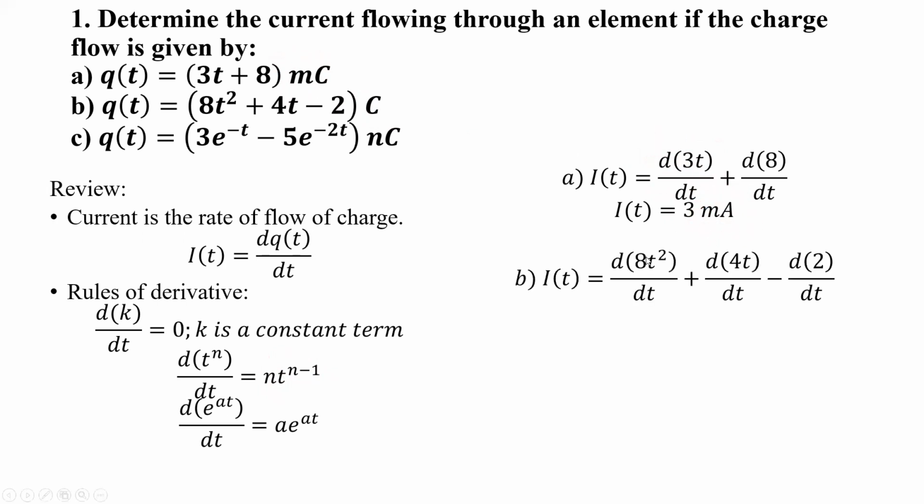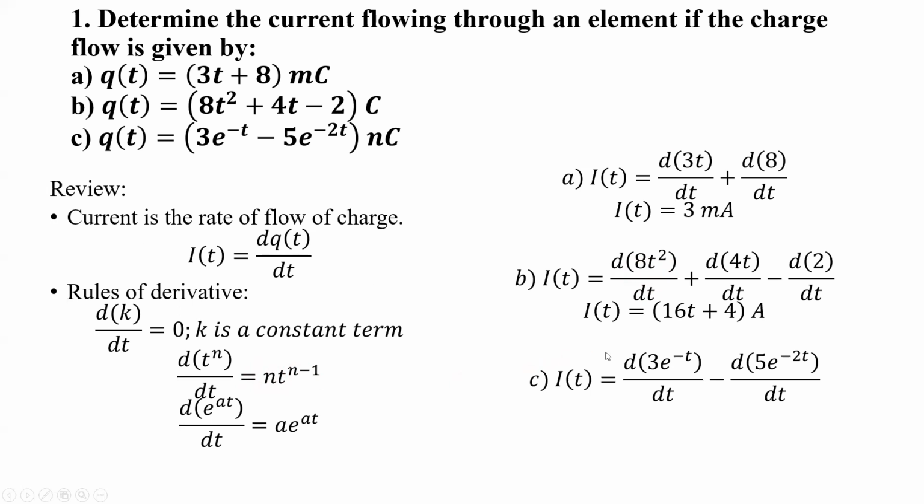Now for the second problem, the first term is 8t square, and for the second term we have to take the derivative of 4t and the derivative of 2. For this constant term, its derivative will be 0, and for this term 4 will be common, and the derivative of t with respect to time will be equal to 1. So from the second term we'll get 4. From the first term, t to the power 2, we have to use this formula. If n equals 2, then we'll get 2 t to the power 1, right? So 2 will be multiplied by 8, and then we'll get 16t plus 4 ampere.